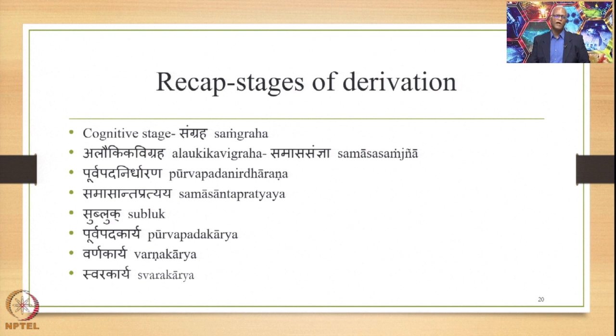We noted that in the dvandva samasa, some of these stages did not yield a different output. But when we study the Bahuvrihi Samasa as well as the Avyayi Bhava Samasa, we may get different outputs at all these different stages, and we shall study them in detail in the course of the study of these samasas.